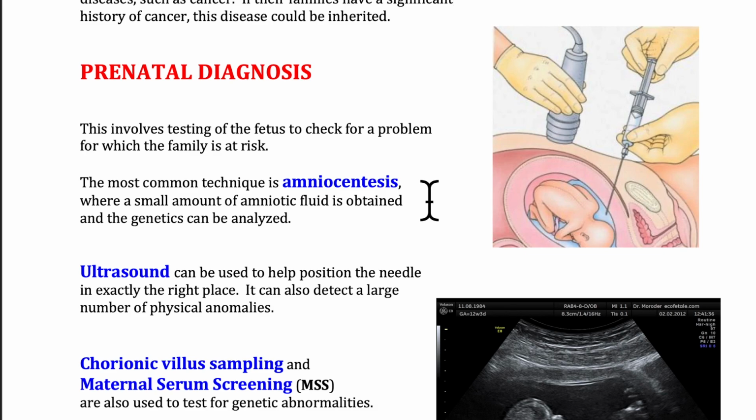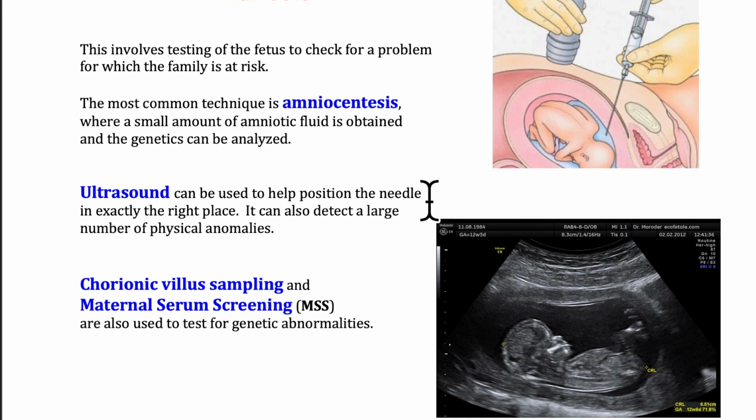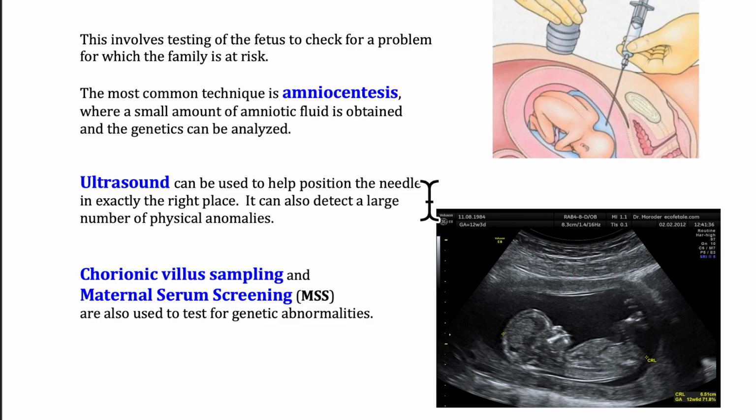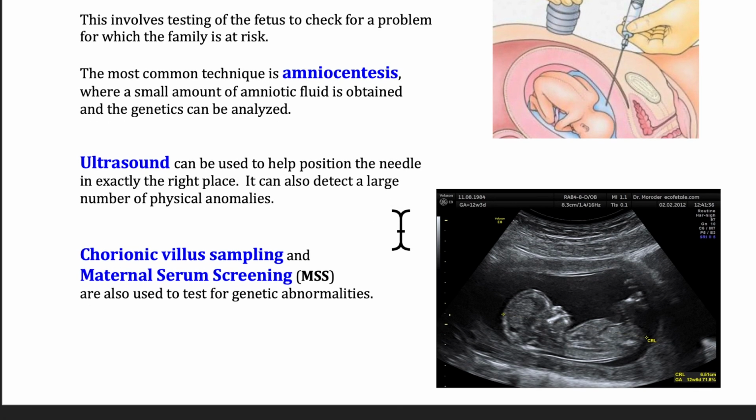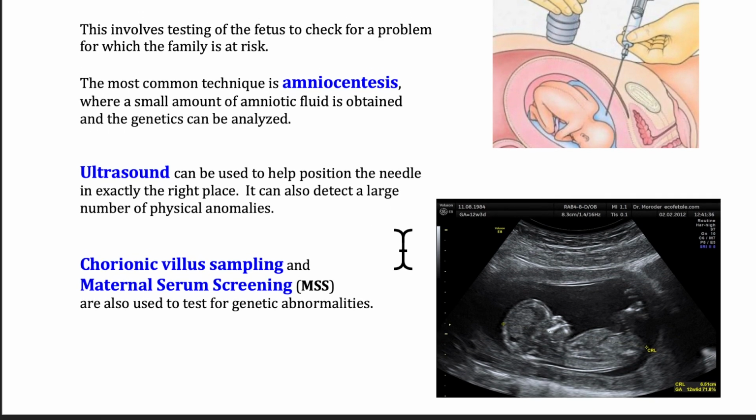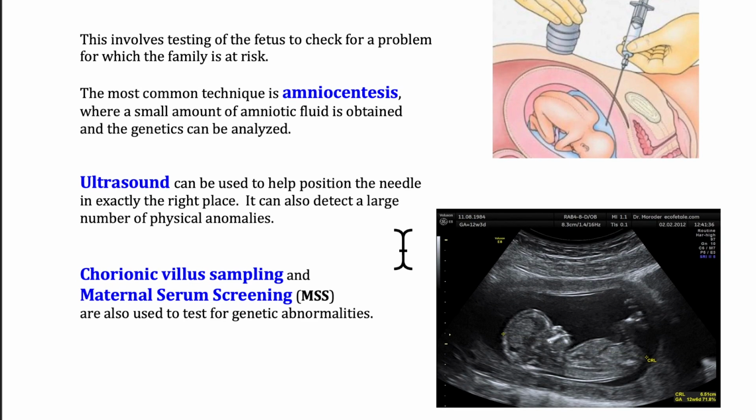It can also detect a large number of physical abnormalities, of course. Everyone knows you got the little ultrasound pictures in your wallet. So, chorionic villus sampling and maternal serum screening, MSS, are also used to test for genetic abnormalities. Again, that is chorionic villus sampling and maternal serum screening.